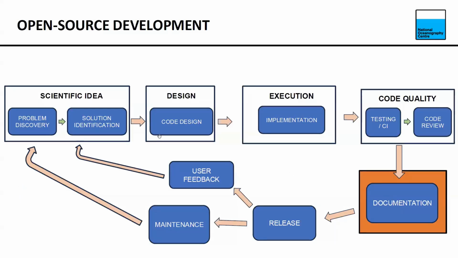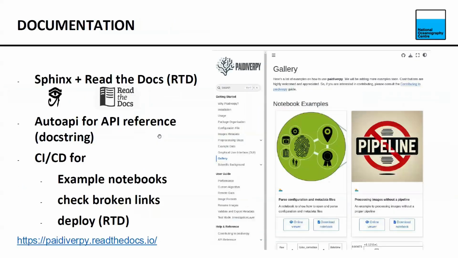About documentation, I built the documentation using Sphinx and deployed it on Read the Docs. About API reference, I'm using autoapi that converts all the docstrings to API reference. And I'm implementing CI/CD steps to run the example notebooks, check broken links, and deploy to Read the Docs. So let me just show the documentation here.